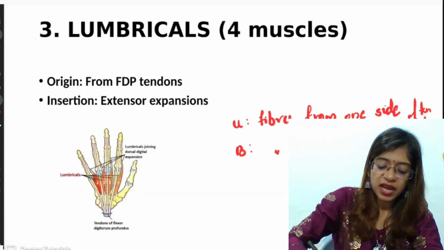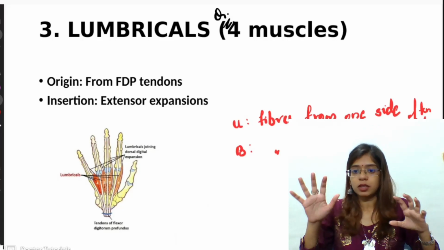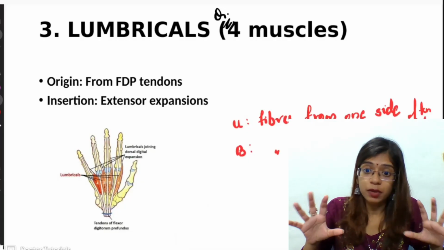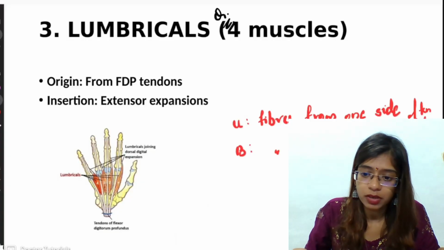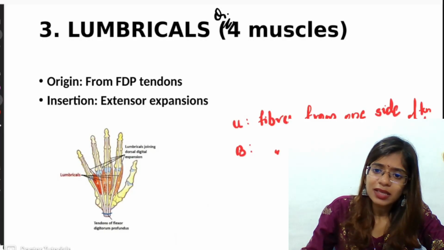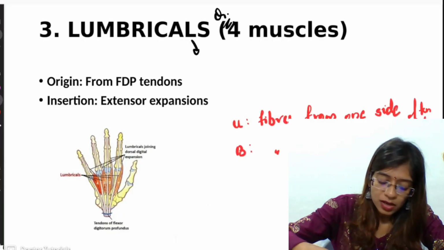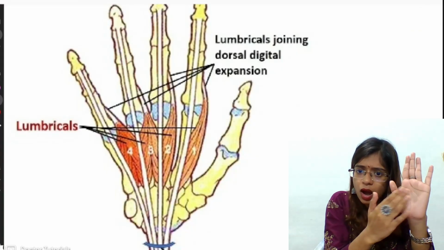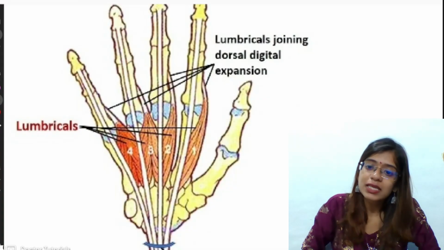Now this is a very important topic under the palm. If you ask me for one important topic under the palm that you should definitely read, that is lumbricals. What is it? Lumbricals. What is the meaning of lumbricals? It means worm-like. These muscles here, lumbricals, are another set of muscles in the palm. They are slender and worm-like. That is why the name lumbricals came.